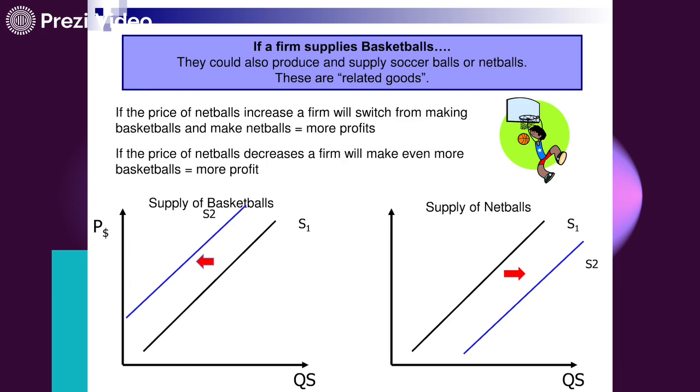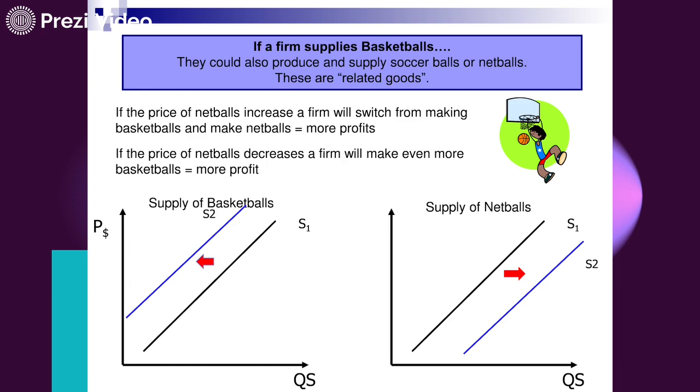So if the price of netballs increased, a firm will switch from making basketballs and make more netballs. Because, as we learnt, if the price goes up, the quantity goes up because it is more profitable to the company. So the company will want to make more netballs than basketballs because they're making more profit. And then vice versa. If the price of netballs decreased, the firm will want to make even more basketballs so that they make more profit.